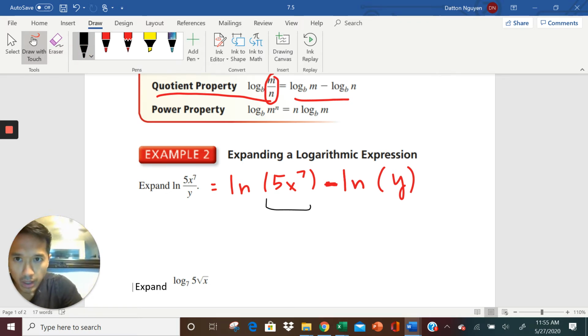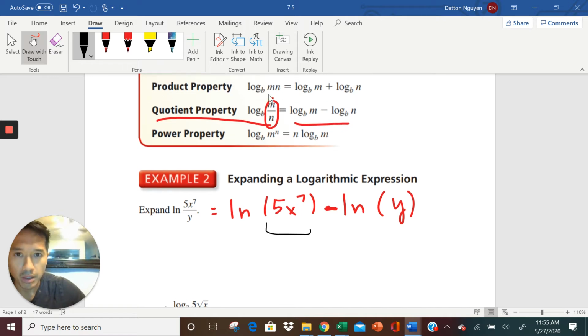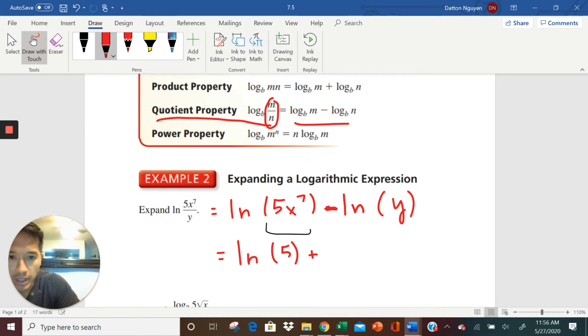So notice here, I have a 5 times x to the 7th inside there. So if I look up here, if I multiply 2 functions together, or anything together, I can break it apart as an addition. So this would be natural log of 5 plus the natural log of x to the 7th power, then minus the natural log of y.